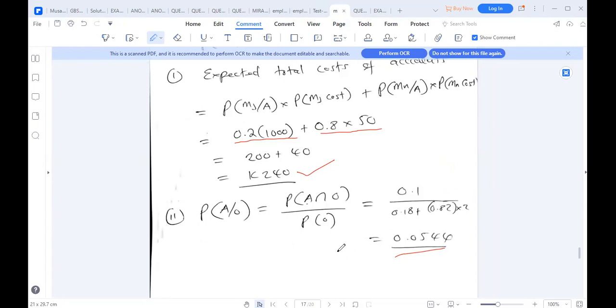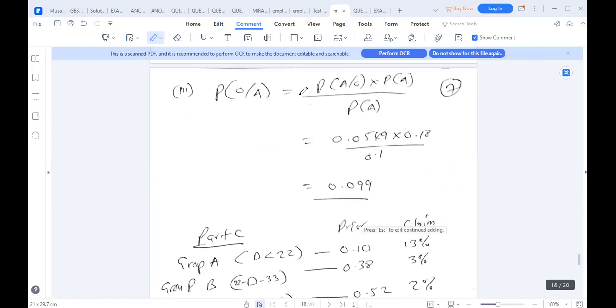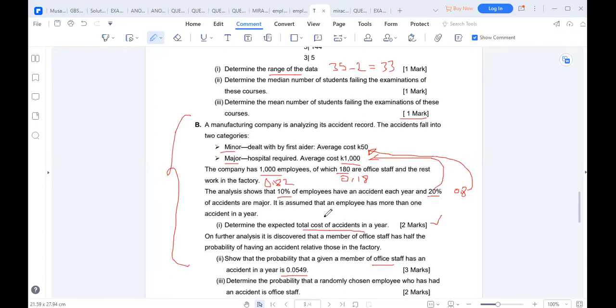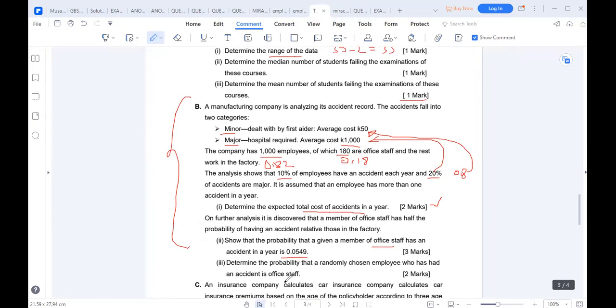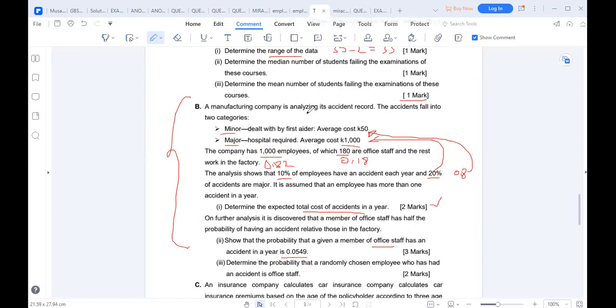For some of you, probability is a problem, but those that can get 1 or 2 things, this one was a little bit delicate. So the other part of the question was asking the reciprocal. Determine the probability that a randomly selected employee who has an accident is an office staff. So that's a posterior probability. So 0.0549 times 0.18 divided by the 0.1, you get 0.99. So these figures are not explained so much. I'll go to the next question.